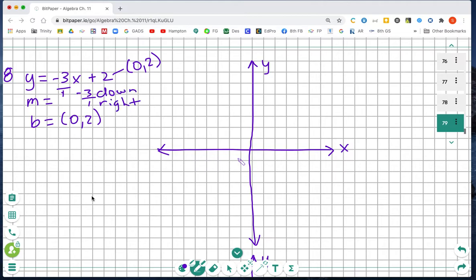So I'm going to go to 0, 2. I'm going to go down 3, to the right 1. Down 3, to the right 1. Go back to the starting point. Do the opposite. Up 3, to the left 1. Draw my line. Slope is negative and non-proportional.